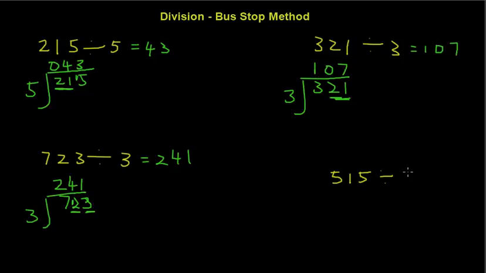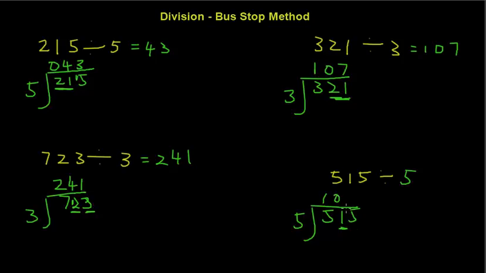And here we have a similar example as well. So 515 divided by 5. So how many times does 5 go into 5? Once. And since there's no remainder and the next digit, 1, is smaller than what we're dividing by, 5, we have to go ahead and write the 0 here.